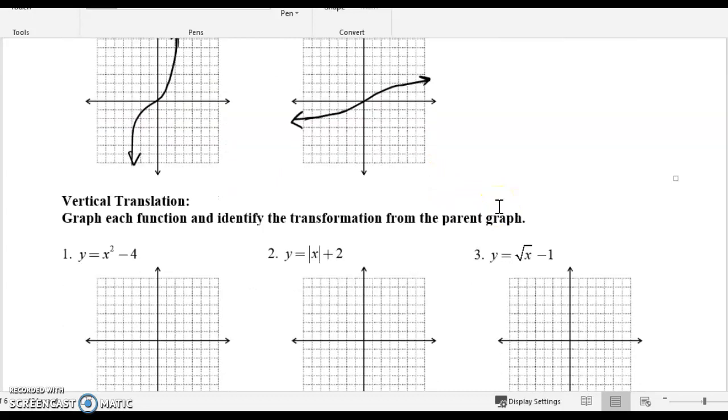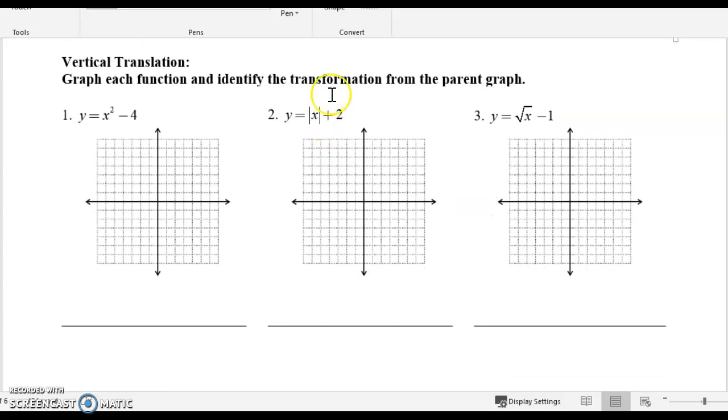Okay? So now we're going to do things to them. We're going to transform them. That's why it's called transformations. So we're going to do a vertical translation. We're going to shift this graph up or down.